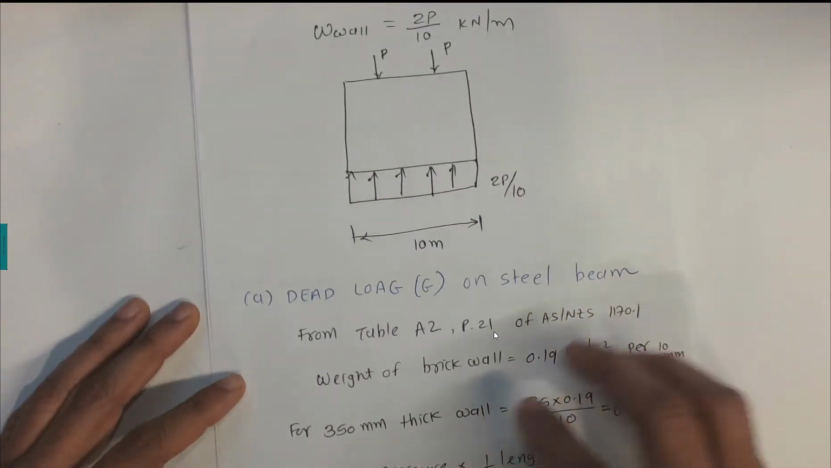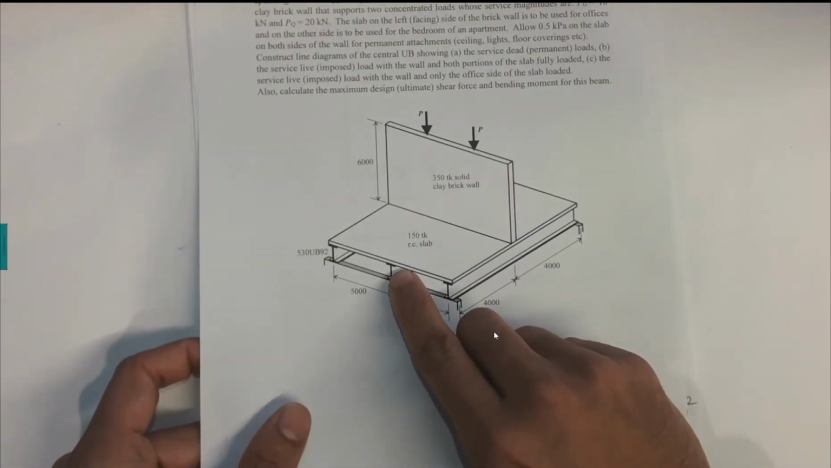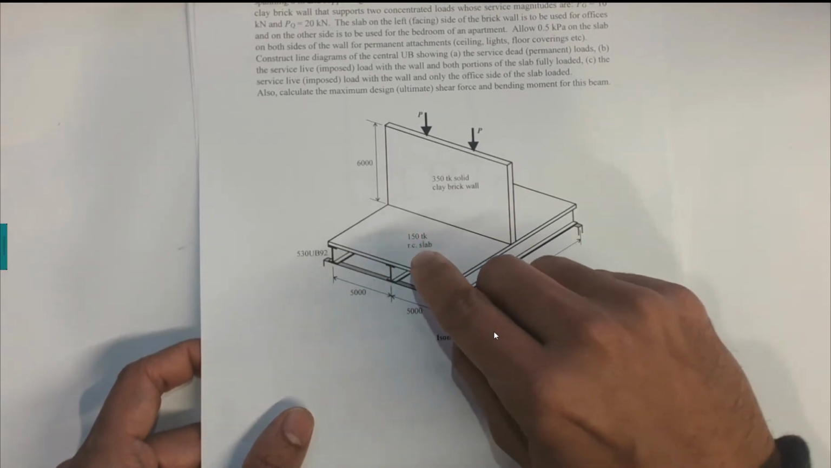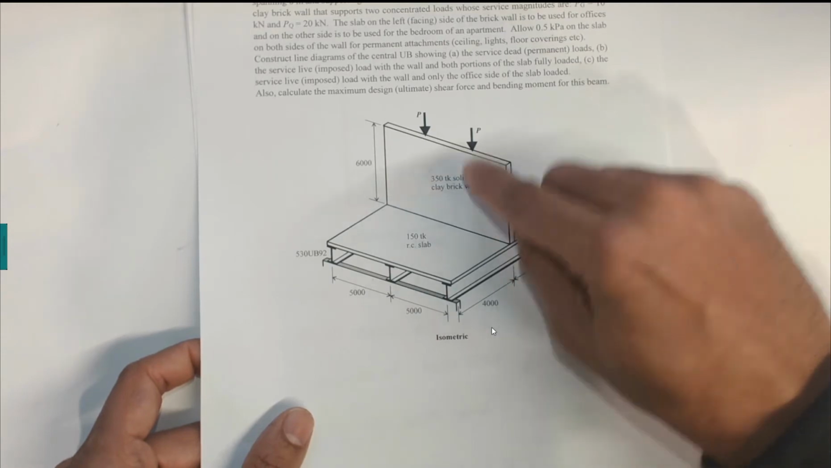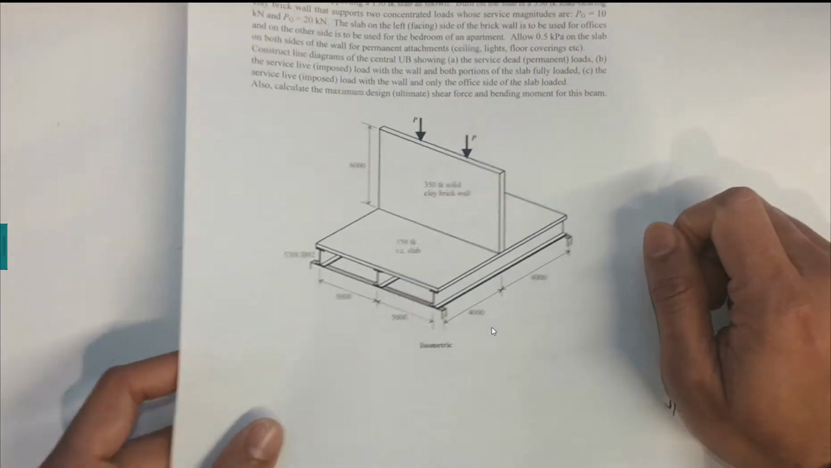Now the first question is to calculate the dead load on the steel beams. What we are trying to do is find how much dead load is applied onto the steel beams due to the self weight of the steel beams, due to the weight of this slab, due to the weight of these brick walls, and also the dead load coming from this P.